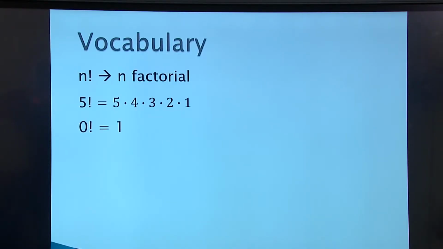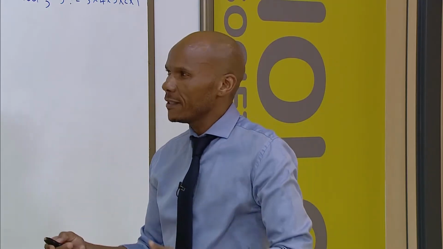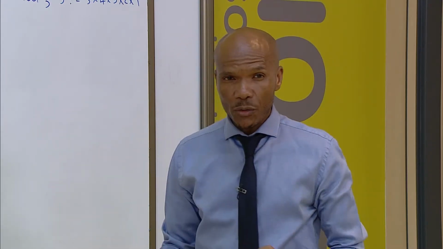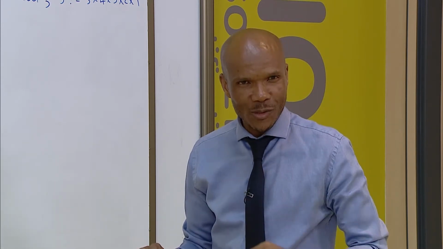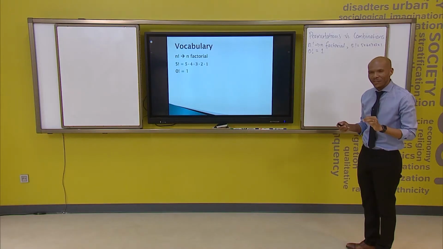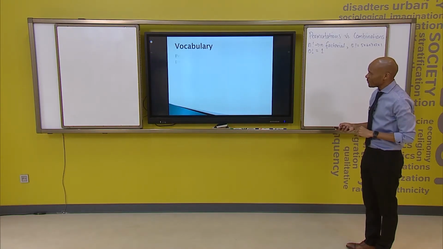Okay? So you need to know. So what would be 20 factorial? That would be multiplying 20 times 19 right up to 1, right? Okay, and 0 factorial is equal to 1. Don't ask me why, but let's just use it like that for now. 0 factorial is equal to 1.